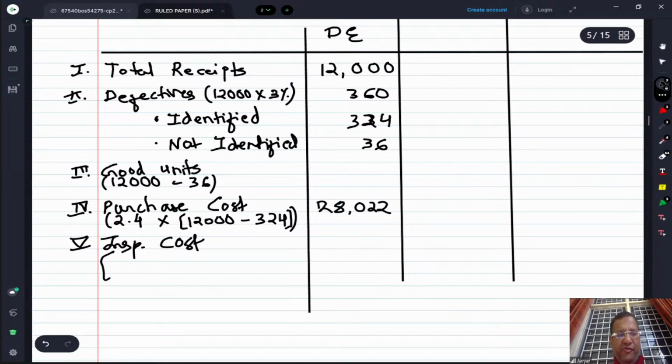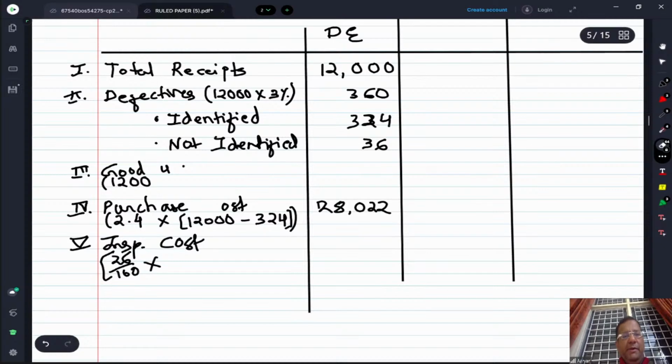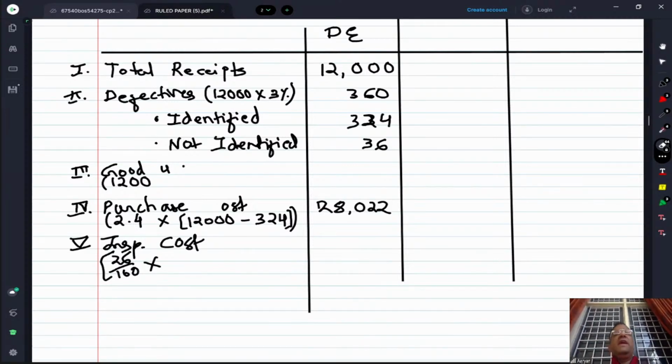Inspection cost is 26 paise per unit. Tell me on which unit this inspection cost is applicable. I am waiting for your answer. On which unit will this inspection cost be applicable? 26 paise per unit multiplied by how many units? It's very simple. Again, you have to be a purchaser, then you will get the correct answer.